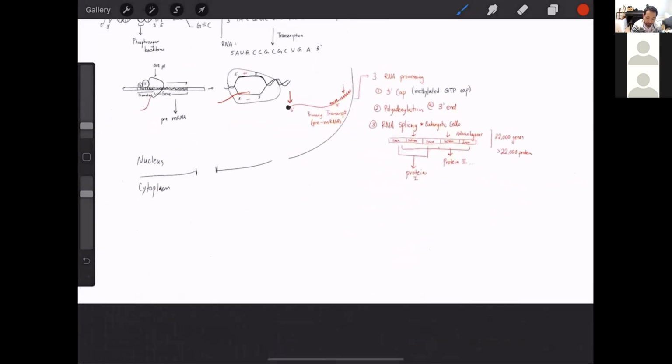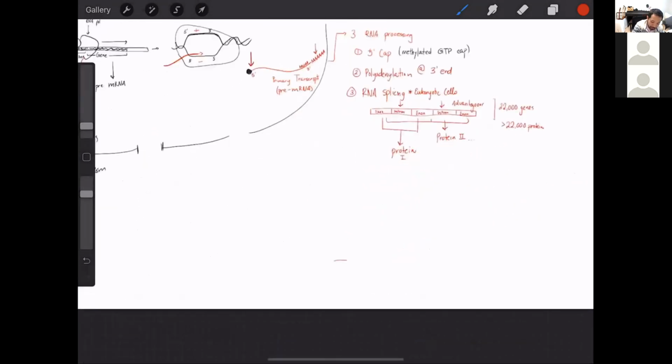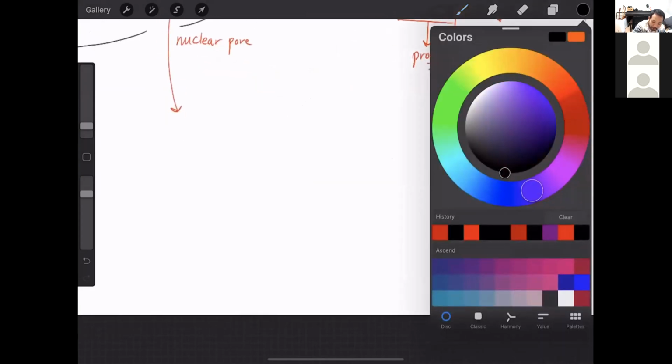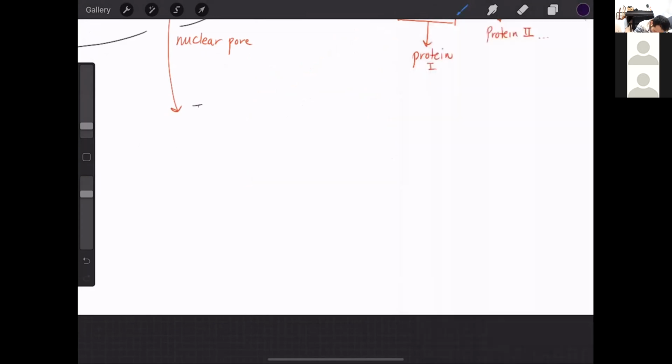All right, so now what happens to this? This comes out through the nuclear pore. So here we have the nuclear pore. And we're going to look at translation then, right? Okay, so let's take a look at translation in a nutshell. Now, translation happens in the cytoplasm for the most part.